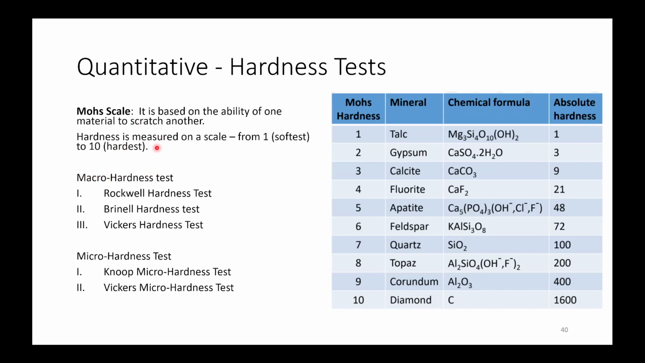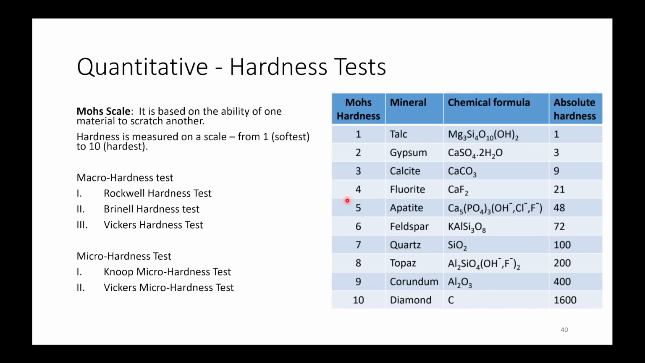This is the scratch method, and when we go for the indentation method, these can be divided into two parts. One will be the macro hardness test, the other will be the micro hardness test. In case of macro hardness test, it can be Rockwell hardness testing, Brinell hardness testing, and Vickers hardness testing. And in case of micro hardness test, there are two types: one is Knoop and the other is Vickers.